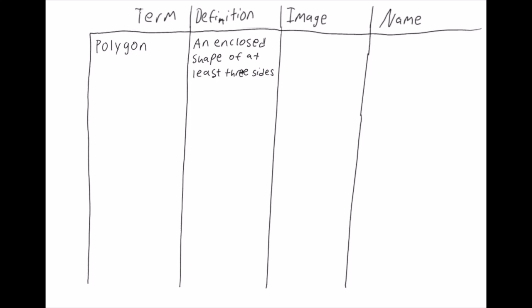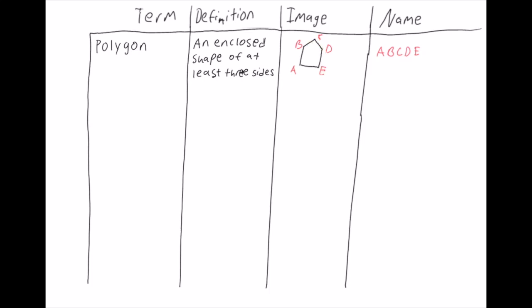A polygon is an enclosed shape of at least 3 sides. Enclosed means it doesn't have any openings, it's completely cut off. An example, here I drew a pentagon, which is just a type of polygon with 5 letters, A, B, C, D, E. And to name it, you just name all the letters, A, B, C, D, E. You can say polygon A, B, C, D, E, or even pentagon A, B, C, D, E, but all you need are just the letters.